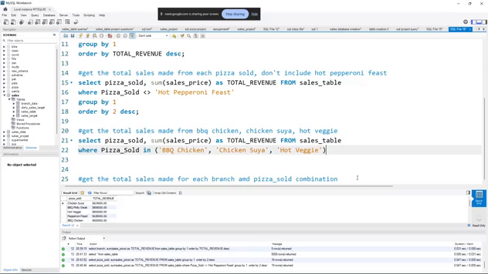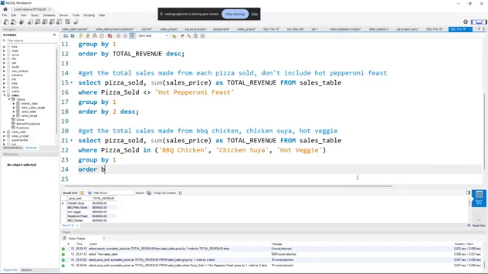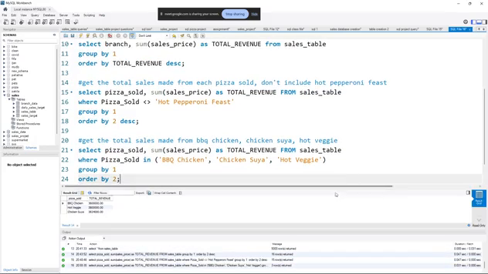Since I've written my where clause, the next thing is to write my what? Group by clause. Group by what? I'm still grouping by one, right? I'm still grouping by the pizza sold. Group by one. I can decide to write the pizza sold in full. I can write one. Then order by two. That's the end. Then I'll run it. If you look at it now, those are the only three pizzas that came out.